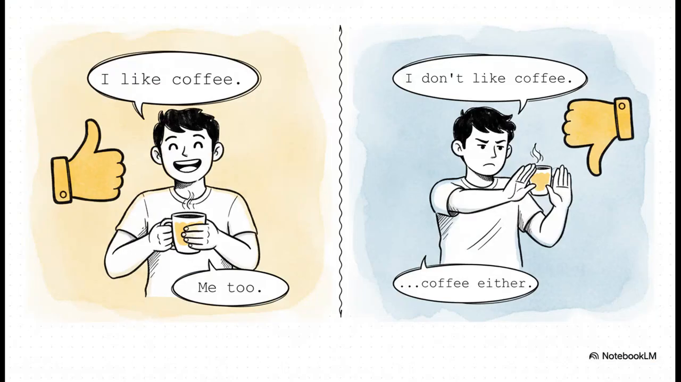Okay, check this out. This slide is basically the key to the whole puzzle. When a statement is positive, like, I like coffee, you absolutely use too. Me too. Perfect. And this is the big one. When the statement is negative, I don't like coffee, the magic word is either. That's the whole game. Positive gets too, negative gets either.